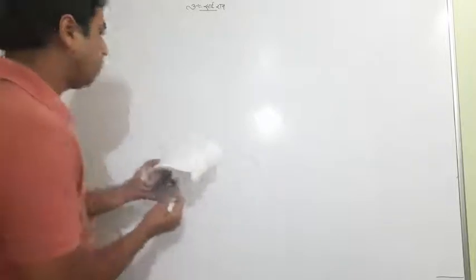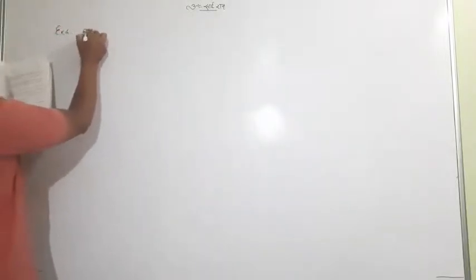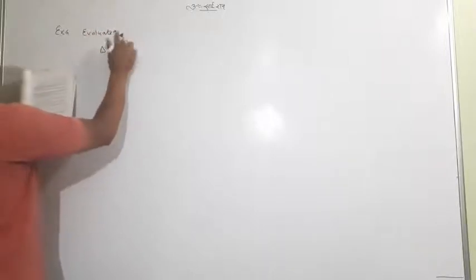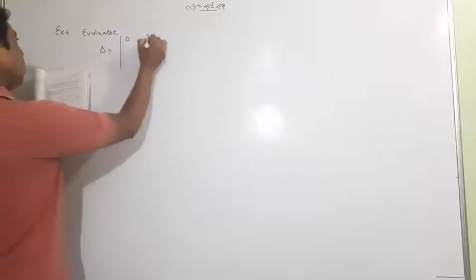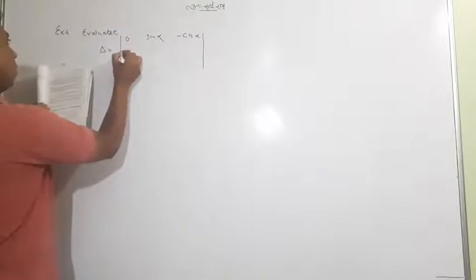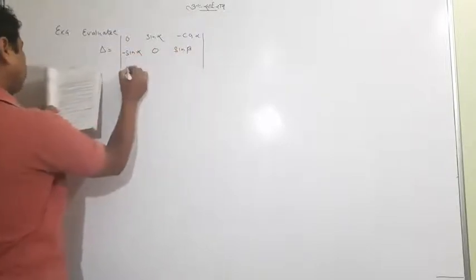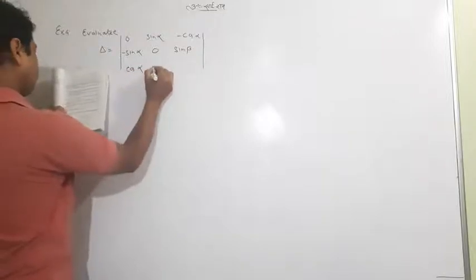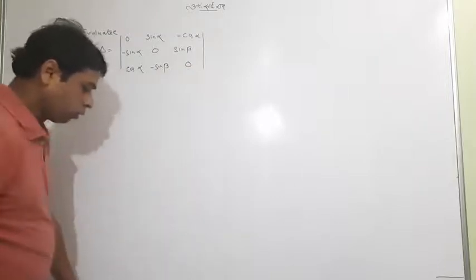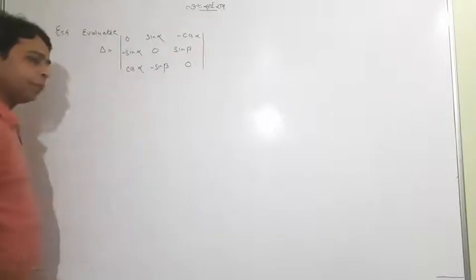We have an example here, example number 4. First of all, I want to discuss it. It is written: evaluate delta is equal to the determinant with first row 0, sin alpha, minus cos alpha; second row minus sin alpha, 0, sin beta; third row cos alpha, minus sin beta and 0. So it is written evaluate, or find the value of the determinant.